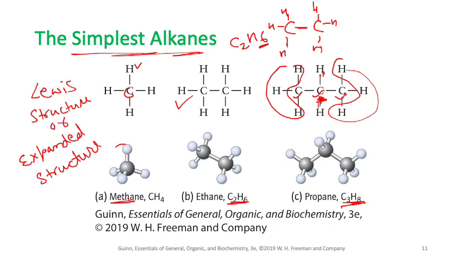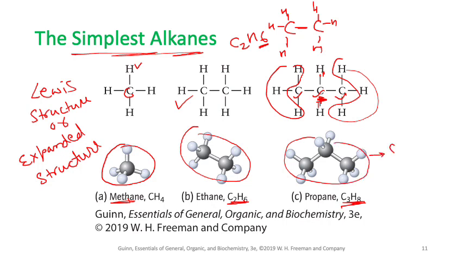And then the second type of structure that you see over here, we call a space-filling model, where you normally see a 3D structure of that particular compound, right? So this is a 3D shape of the compound for methane, for ethane, and for propane, right?